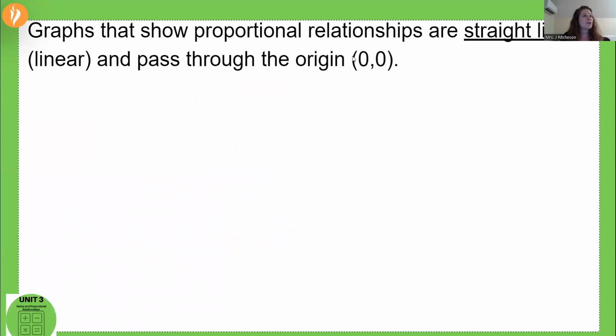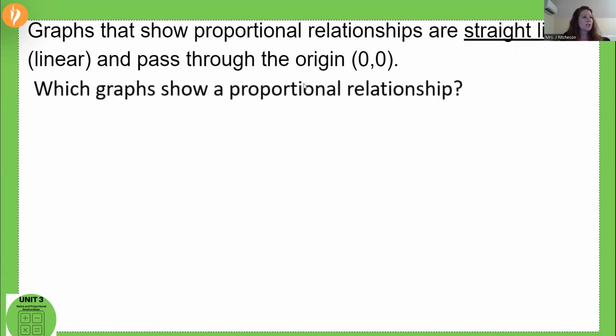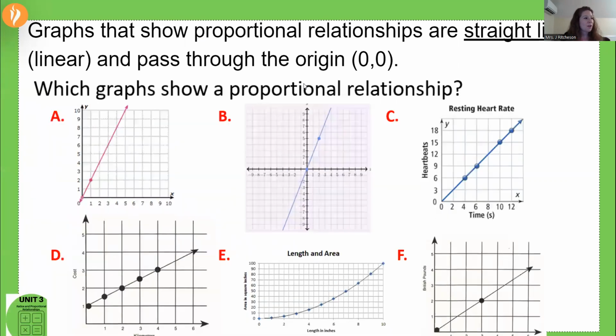All right, graphs that show proportional relationships are straight lines and pass through the origin. Which graphs show a proportional relationship? Which ones in your mind show a proportional relationship? That would be letter A, straight line goes through the origin. B, straight line goes through the origin. C, straight line goes through the origin. Not D, right? It's straight, but it doesn't go through 0, 0.